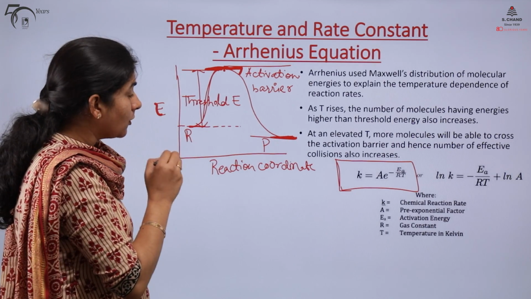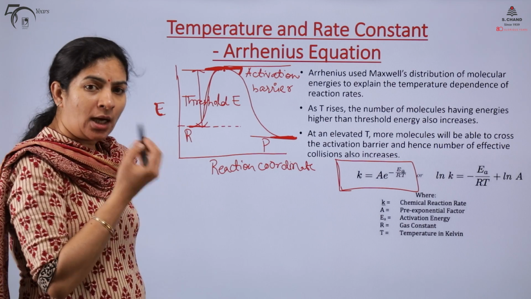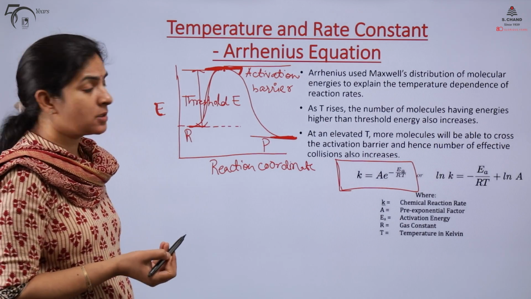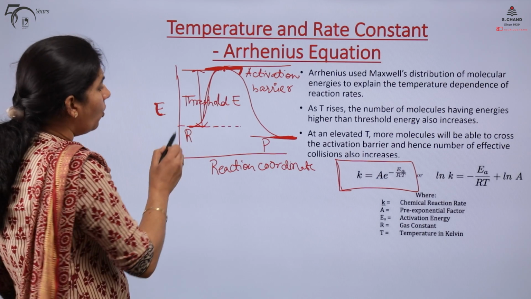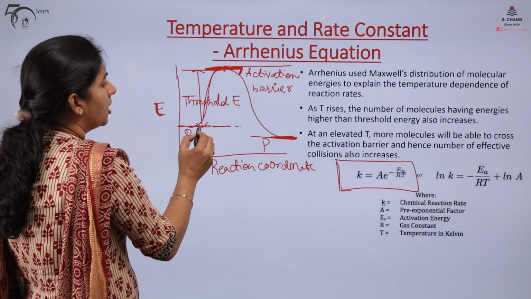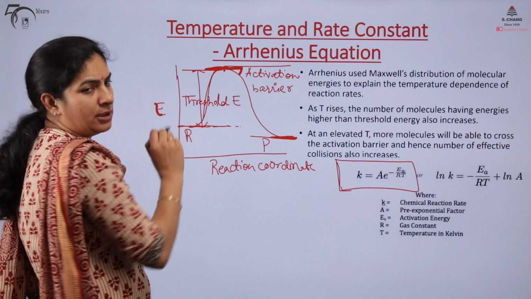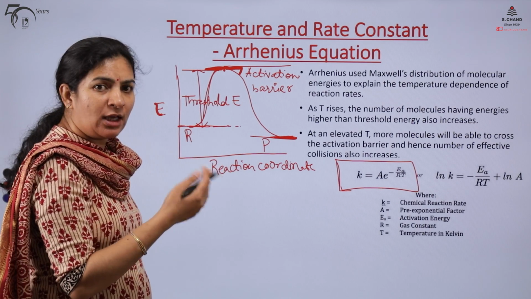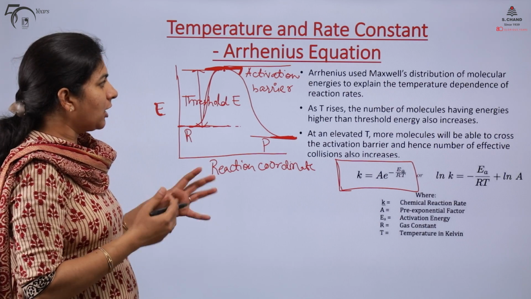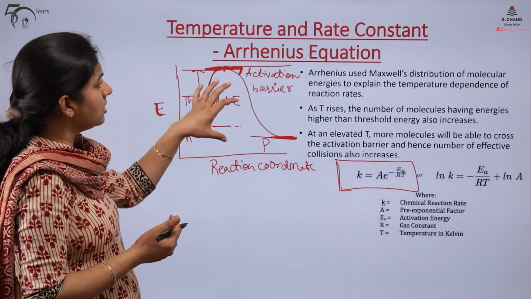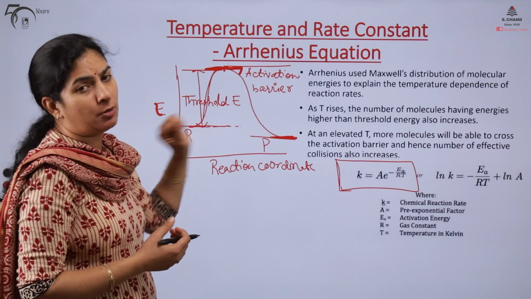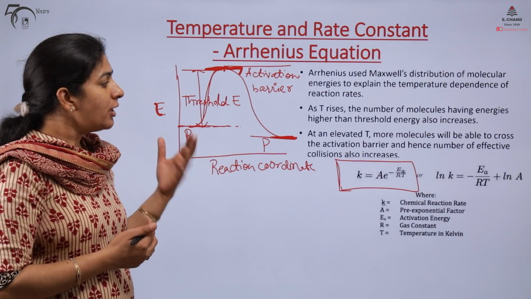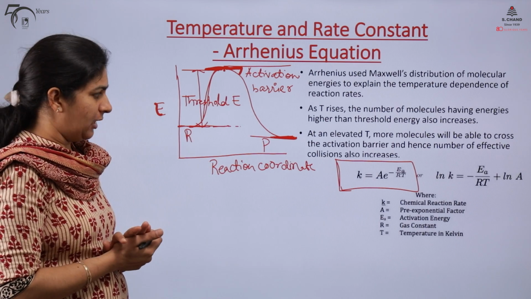So it is because of this reason that at higher temperature the rate of reaction also increases, because we know that only those molecules which cross this barrier can be called as undergoing effective collisions. Effective collisions means the collisions which can lead to the formation of the product. So at an elevated temperature, more number of effective collisions are happening.